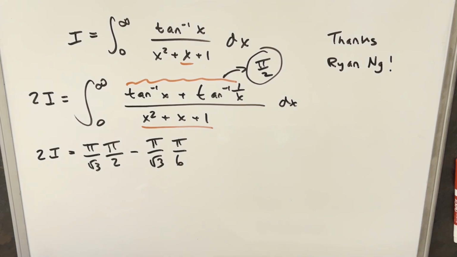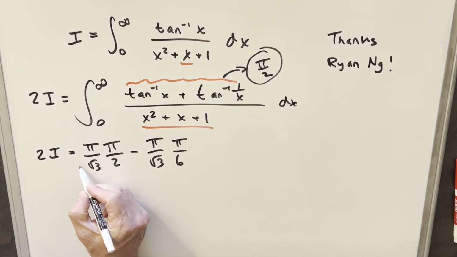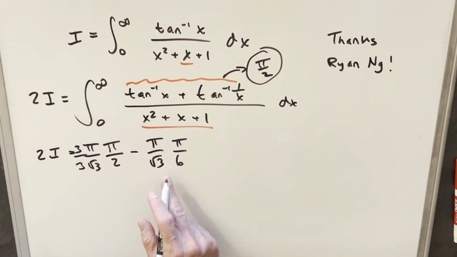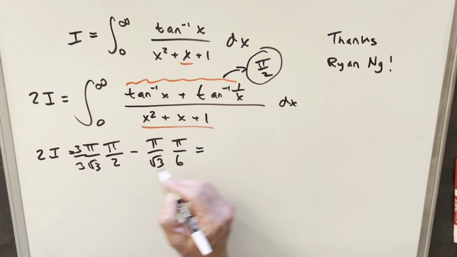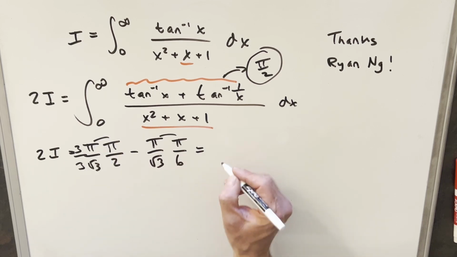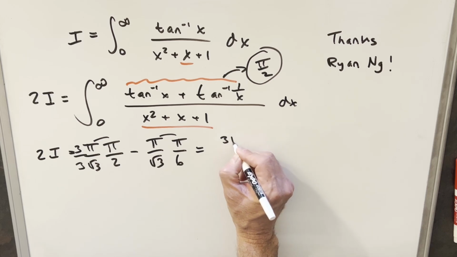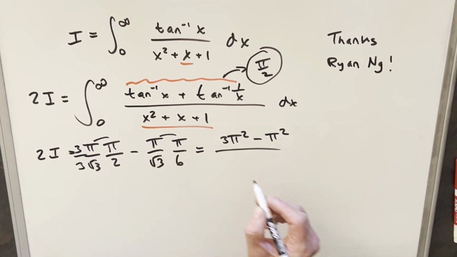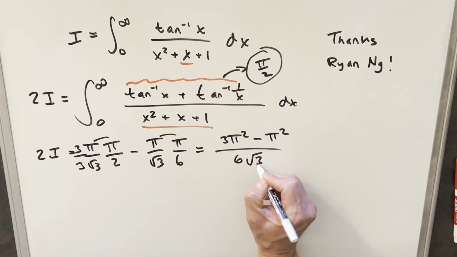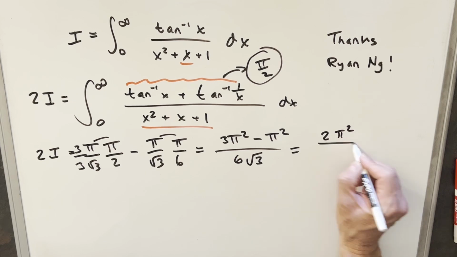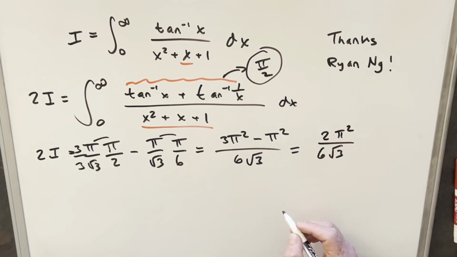Okay, now from here, we just need a little quick cleanup. I'm just going to get a common denominator here. If I multiply this by 3 over 3, then we have this same denominator of 6 square root of 3. And then, of course, pi times pi is going to be pi squared. So combining these terms, the first one, we're going to have 3 pi squared in the numerator. Then we're going to have minus pi squared. And this is going to be all over 6 square root of 3. Then just calculating the numerator, we're going to have 2 pi squared here over 6 square root of 3.